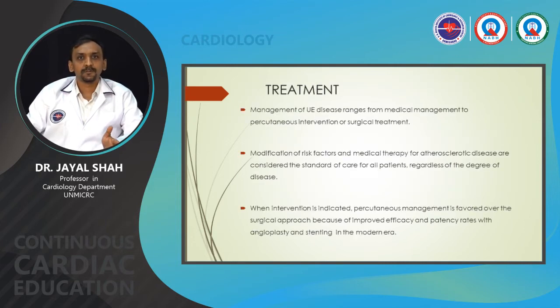So management of upper extremity disease ranges from medical management to percutaneous intervention to surgical management. Modification of risk factors and medical therapy for atherosclerotic disease remains central to the standard care of management. And when any intervention is indicated, percutaneous management is favored over the surgical approach because of the improved efficacy and patency rates with percutaneous interventions in the modern era.